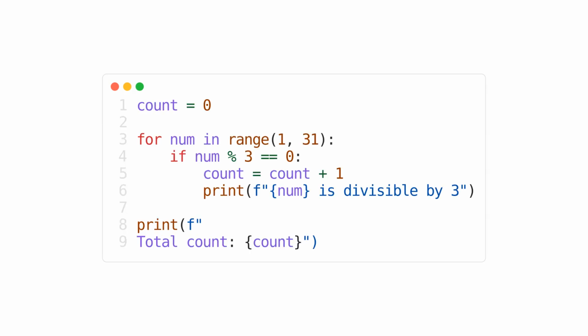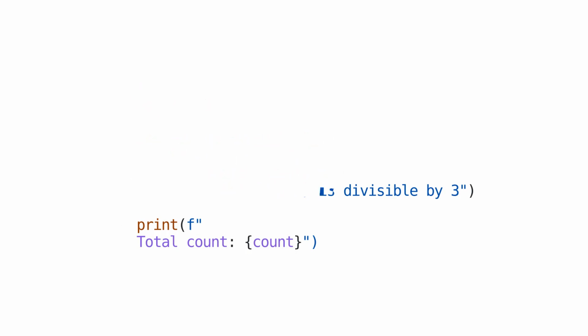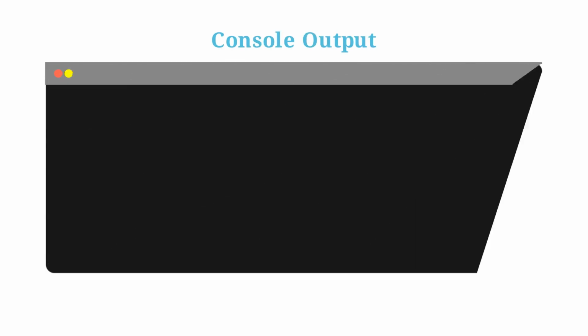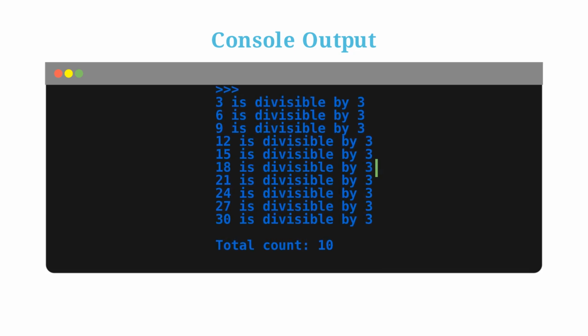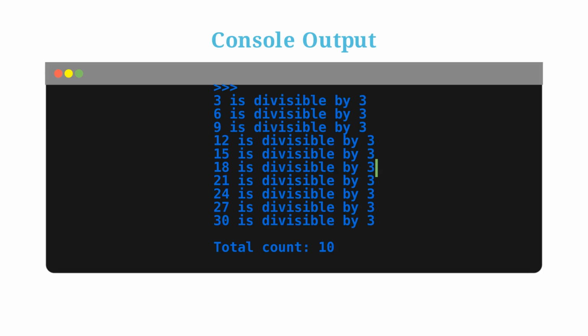We start with a count of 0, then every time we find a number divisible by 3, we bump up our counter by 1. It's like having a tally keeper who tracks our discoveries while we're hunting for treasures. Incredible. Look at all those numbers divisible by 3 and our smart counter kept perfect track. Exactly 10 matches. Our loop didn't just find them, it also counted them automatically. That's what I call working smarter, not harder.